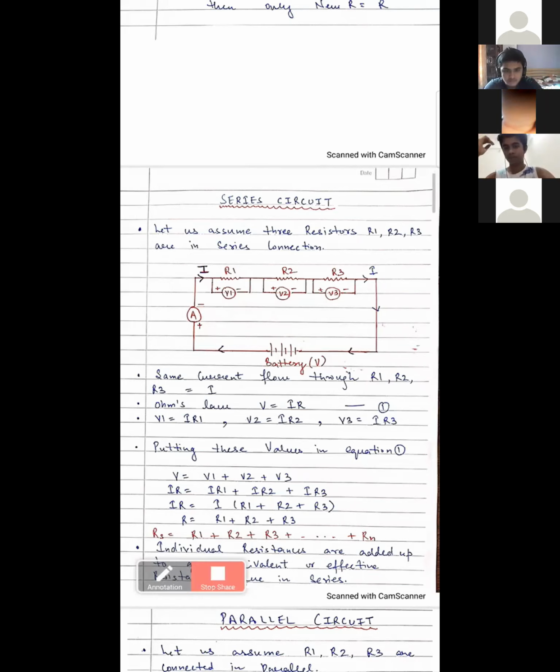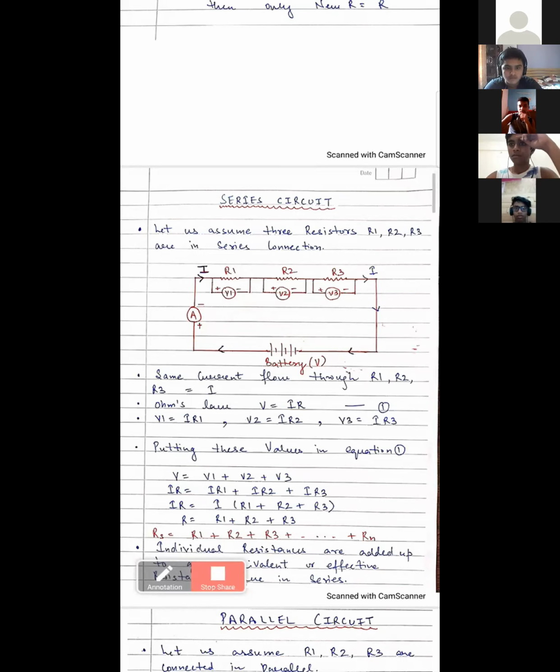So please go through this derivation once. Now, let us assume three resistors R1, R2, R3 are in series combination. They are connected end to end, forming a single path. A is the ammeter. V1, V2, V3 are the voltmeters. I will discuss in the next session how they are connected, but you should know ammeter is in series, voltmeter in parallel. So this is the circuit.